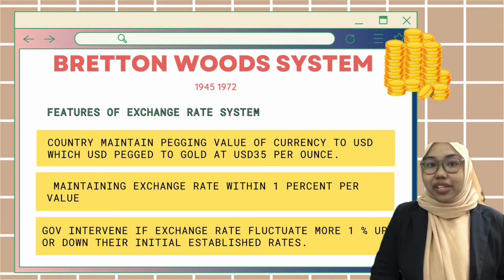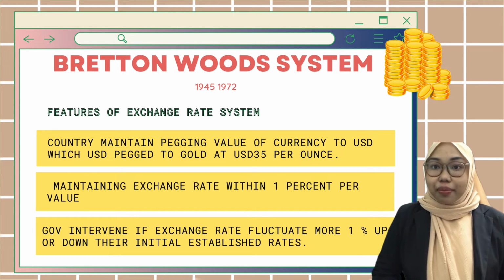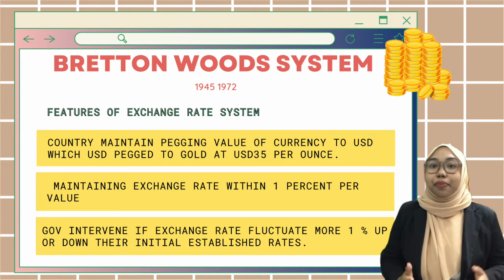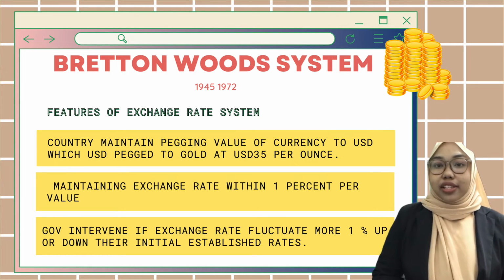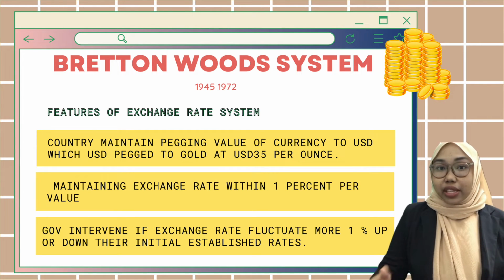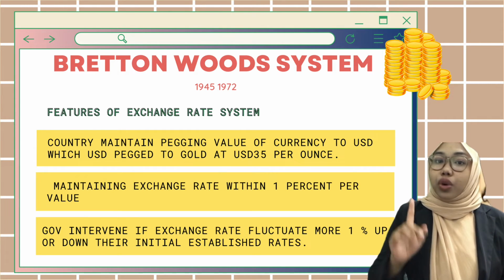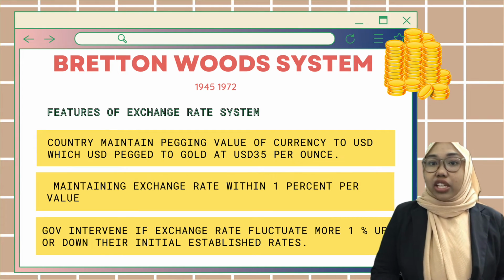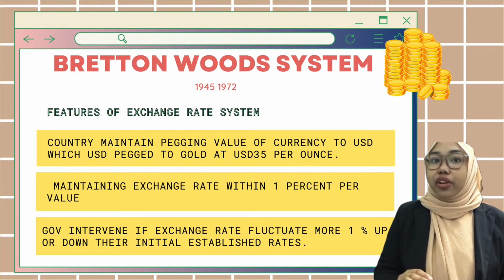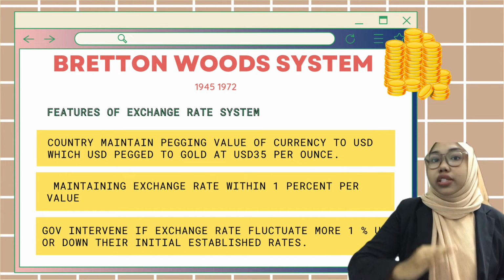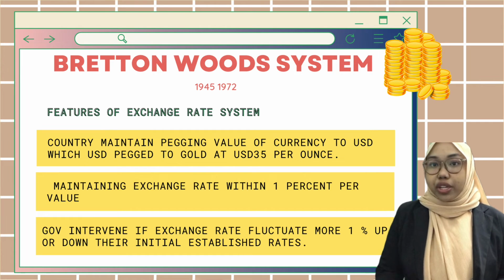Features of the exchange rate system. First, countries maintain a peg value of their currency to the USD, which was pegged to gold at USD 35 per ounce. Second, they are responsible for maintaining the exchange rate within 1% of par value. And the last is that the government intervenes if the exchange rate fluctuates more than 1% up or 1% down from the initially established rate.